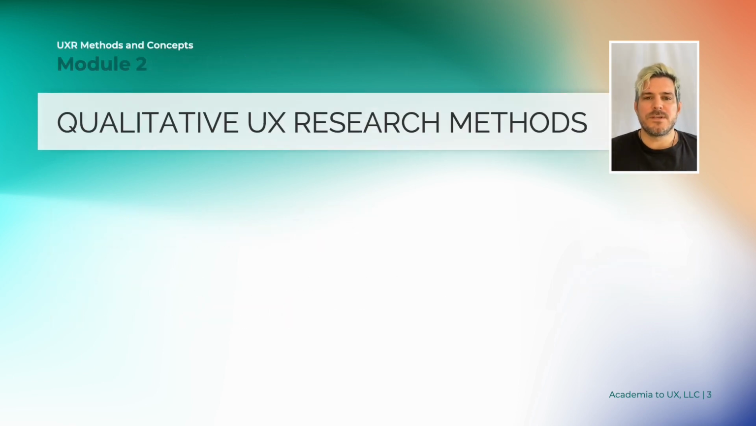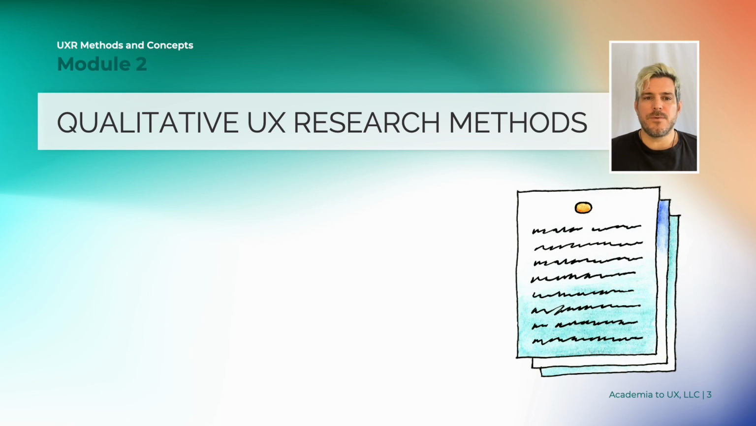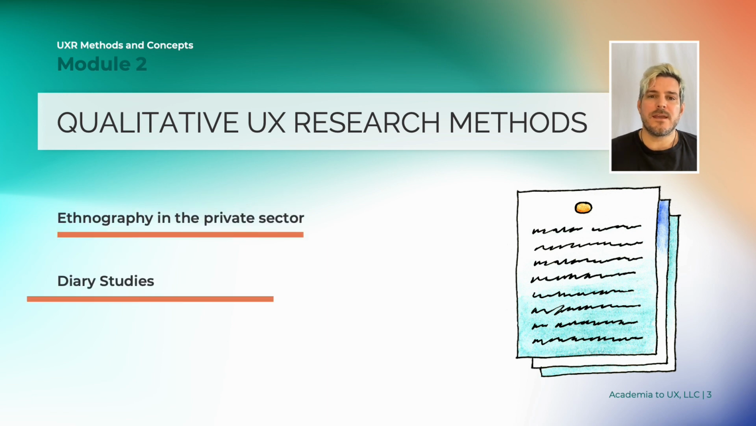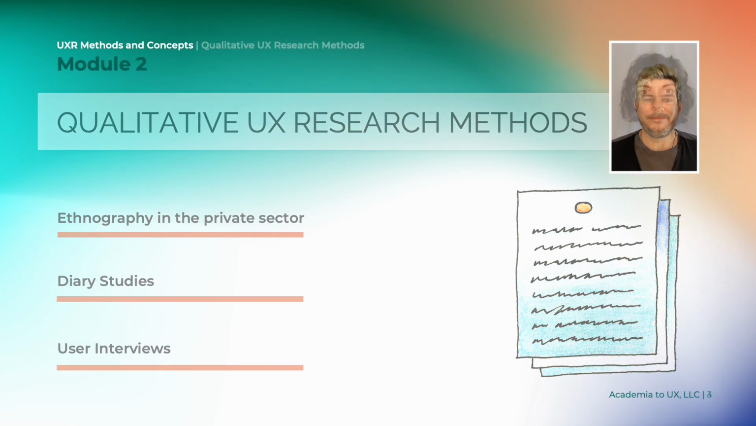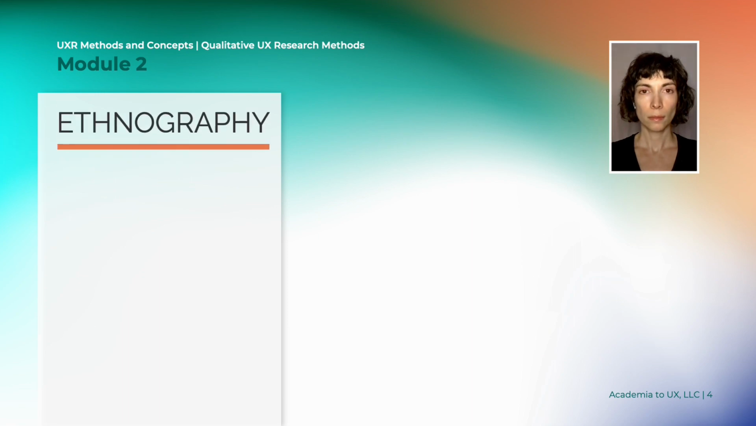All right, let's begin with qualitative research methods. We'll be covering three methods that are core to qualitative research in the private sector. They include ethnography, diary studies, and user interviews. Let's turn first to ethnography.